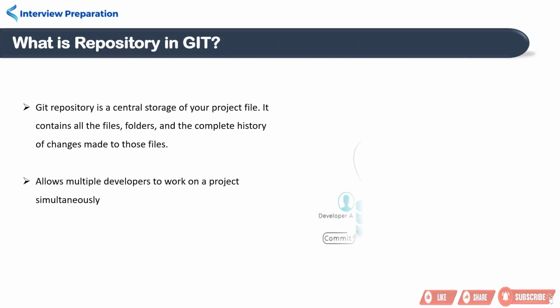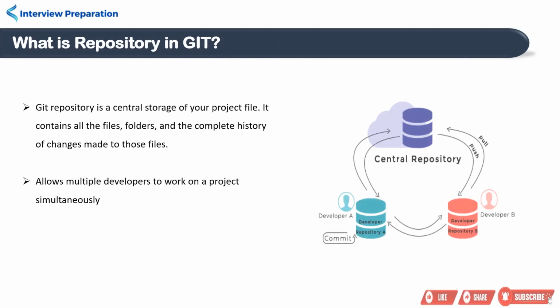What is a repository in Git? A Git repository is a central storage location where a project resides. A Git repository contains all the files, folders, and the complete history of changes made to those files. It is an important component of the Git version control system.